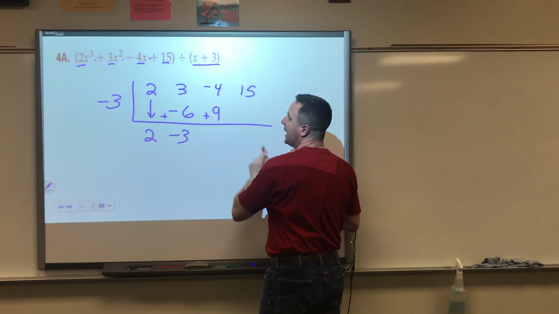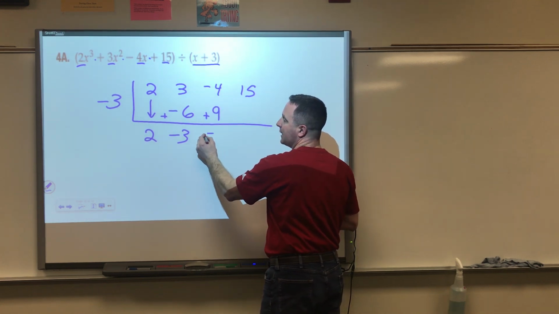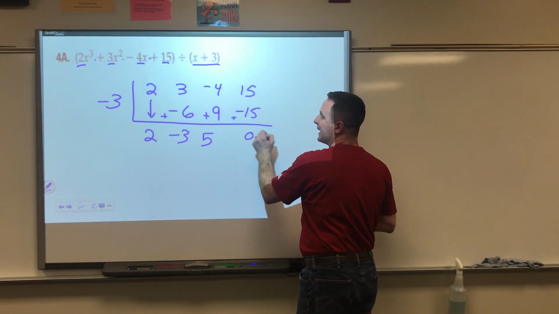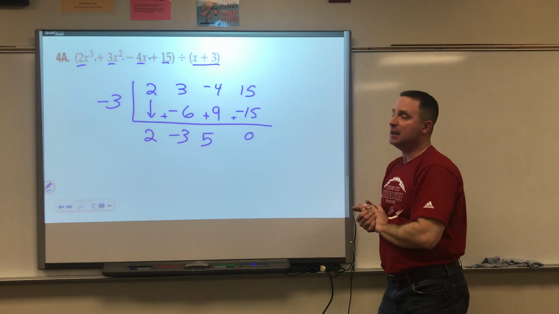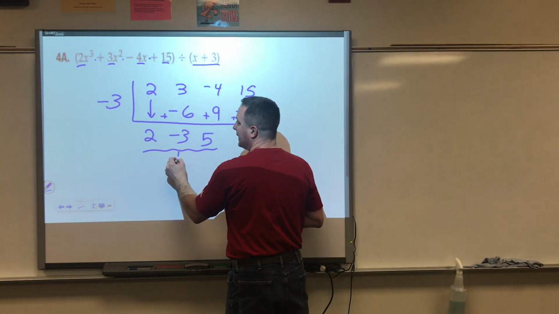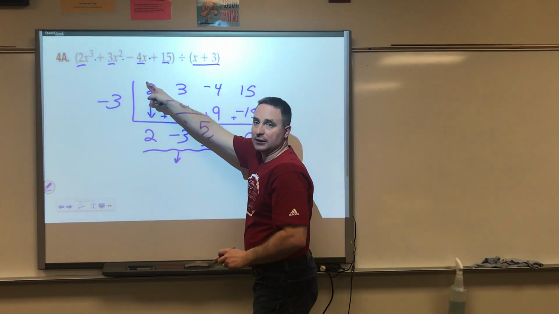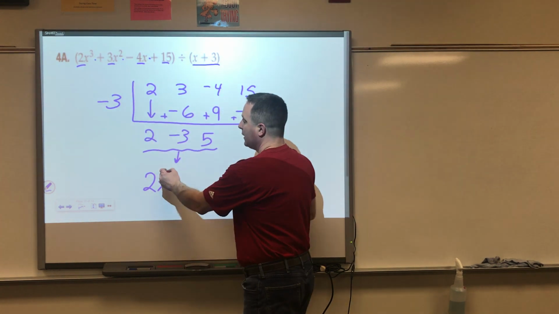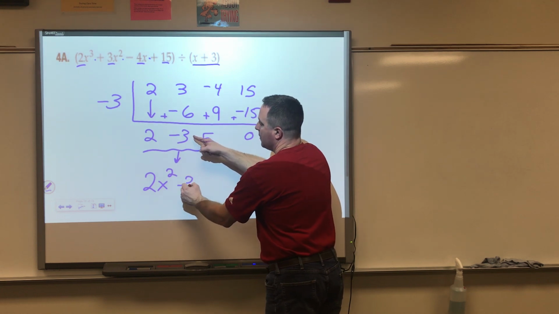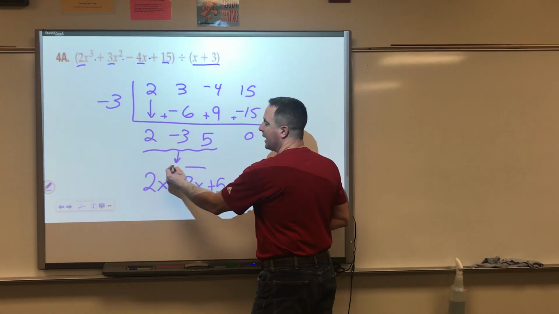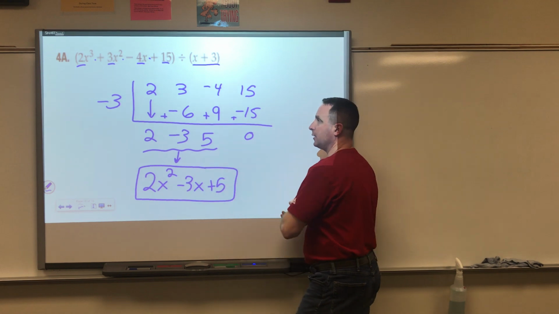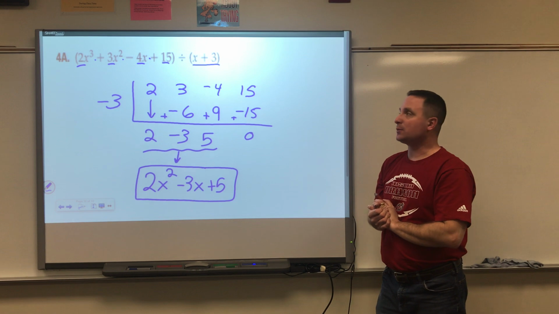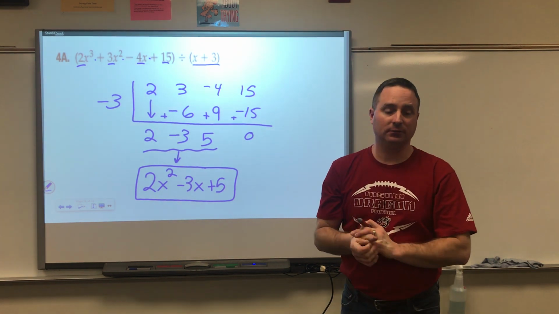Multiply is positive 9 and add. Negative 4 plus 9 is 5. Multiply negative 15 and add, and I get remainder 0 again. Okay? If I take these things and translate them back into a little polynomial expression, it's going to be 2x, and instead of the third power, it's 2x squared minus 3x plus 5 with a remainder of 0. Okay? There we have it. So this is what's called synthetic division.